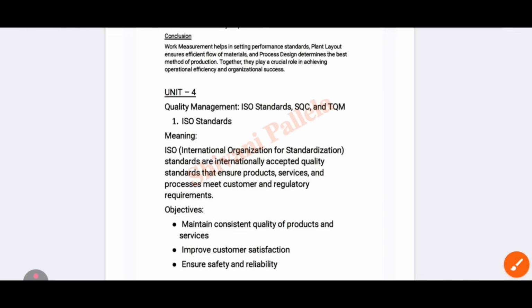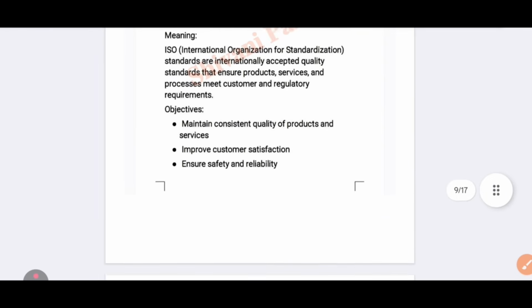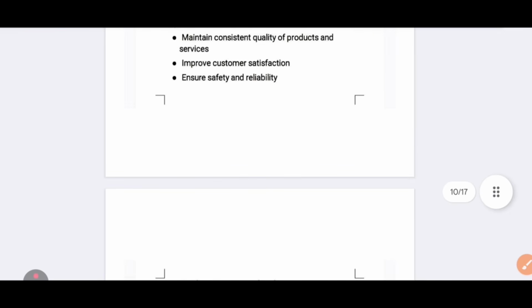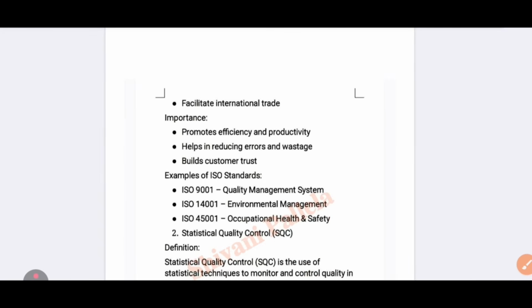First one, ISO, that is International Organization for Standardization. It is an internationally accepted rule which is helpful to ensure the products and services meet customer satisfaction and regulatory requirements. Clear? What is the main goal? It maintains quality, it improves consumer satisfaction, it ensures safety and security and reliability. It facilitates international trading, it helps to promote productivity, it helps to reduce wastage, and it helps to build trust.